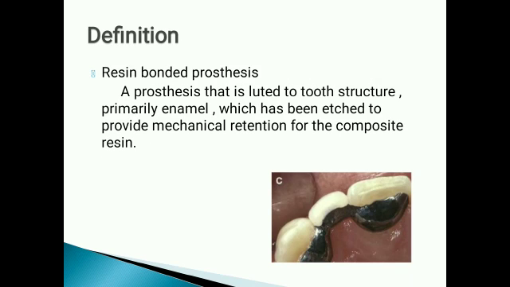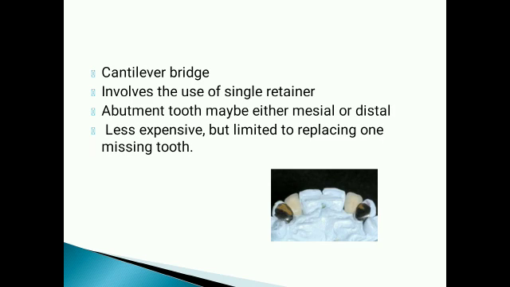Coming to the definition, a resin bonded prosthesis is a prosthesis that is bonded to tooth structure, primarily enamel, which has been etched to provide mechanical retention for the composite resin. Coming to the types of fixed partial denture: cantilever, fixed-movable, and hybrid fixed partial denture. A cantilever bridge involves using a single retainer. The abutment tooth may be anterior, mesial or distal; it is less expensive but limited to replacing one missing tooth.